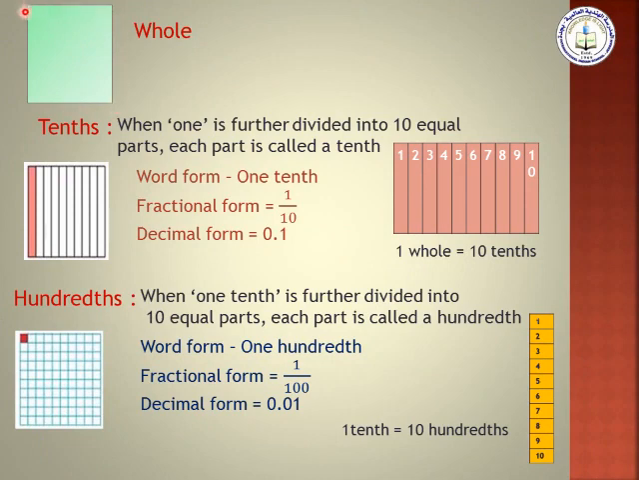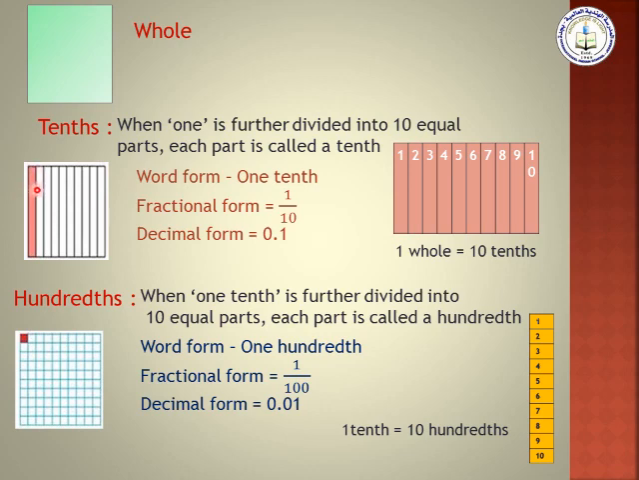Consider a shaded rectangle like this. This is a whole. How many rectangles here? Only one. So, one whole. Next, tenths. When 1 is further divided into 10 equal parts, each part is called a tenth. Suppose this rectangle is divided into 10 equal parts like this. Each part is called a tenth.